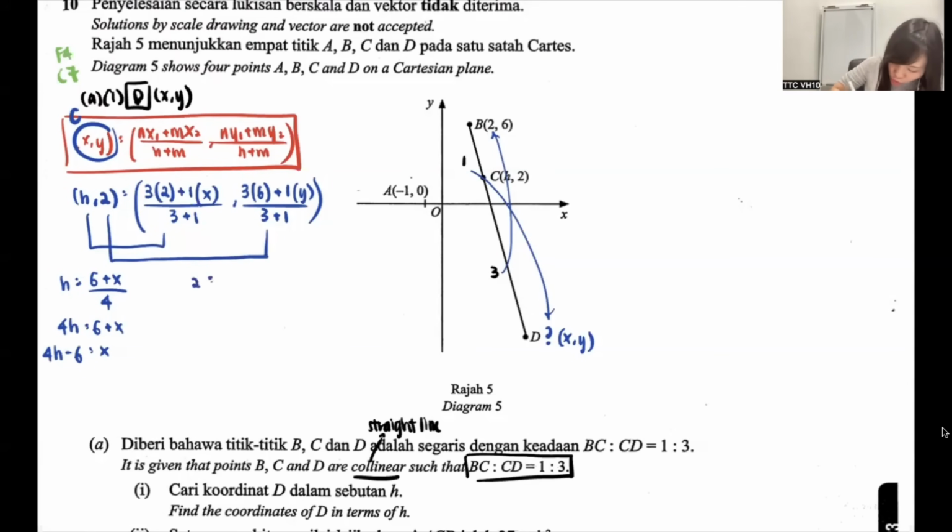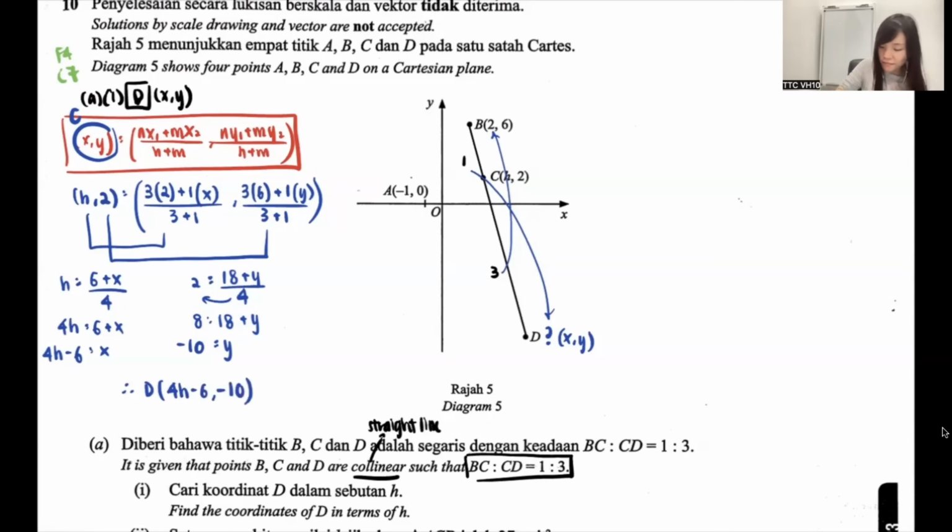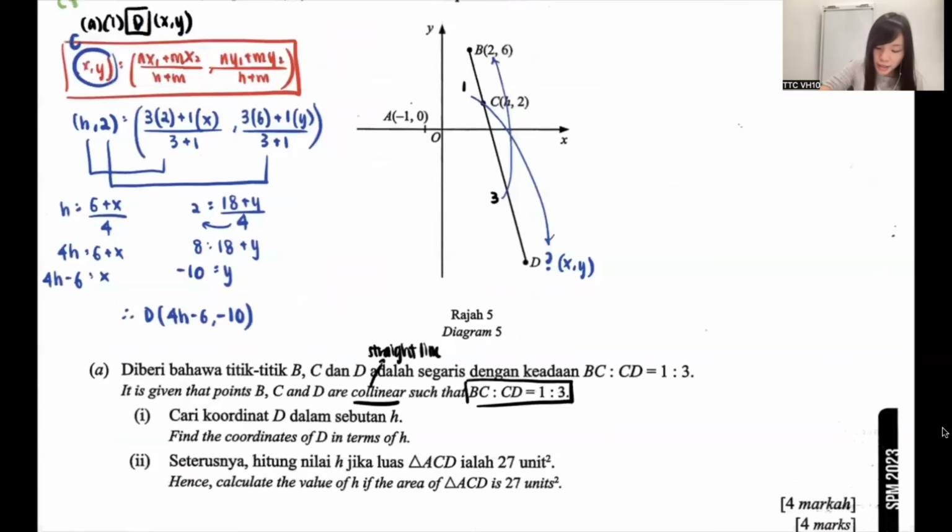Okay, so 2 equals 18 plus Y over 4. Hey, remember everyone, you cannot write 4 straight away. You must write 3 plus 1. They won't give you the marks if you write 4 straight away. So remember to write 3 plus 1, okay? So this one, move it up, isn't it 8 equals 18 plus Y? So move it over, minus, isn't it negative 10? So the D answer is 4H minus 6, comma, negative 10. That. Okay? This one, that.